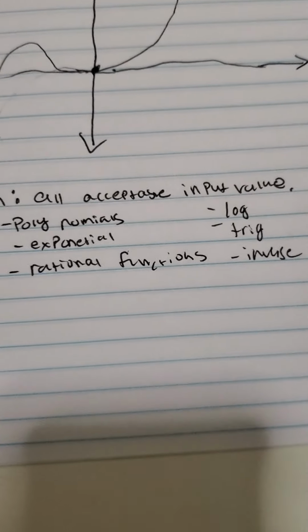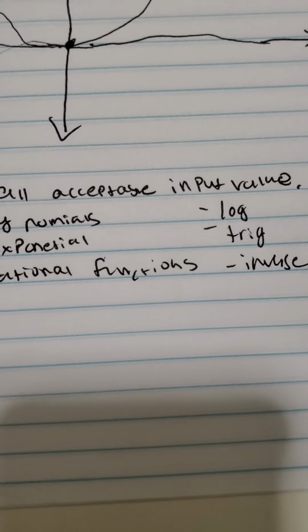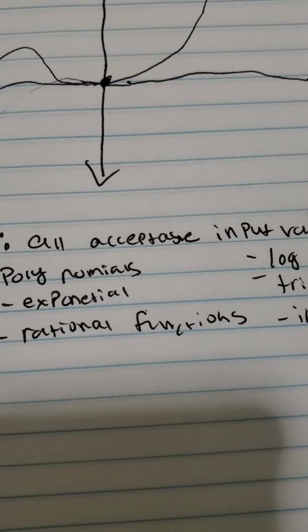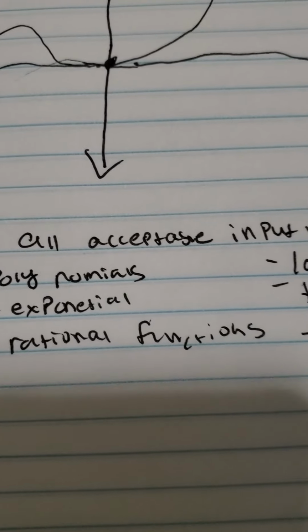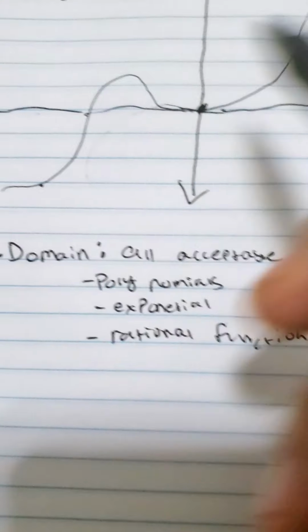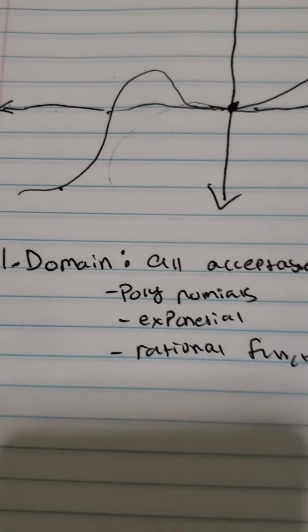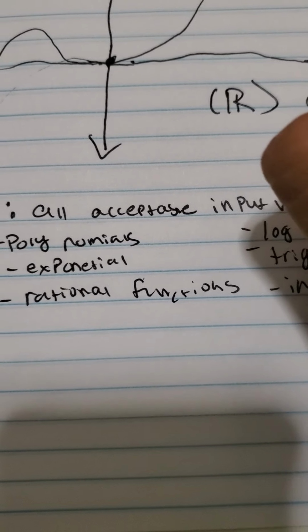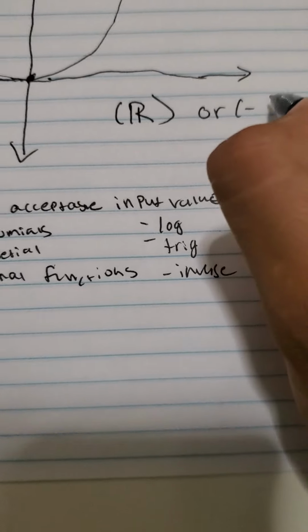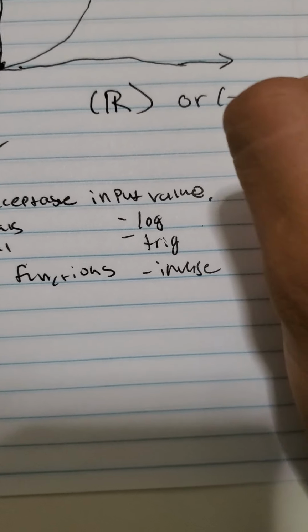And every function has a domain, every function has a range. And so the domain of a function is every acceptable input value. So in this case, there's an input value, there's a unique output value accepted for each input value. Pretty much, the domain's all real numbers, or negative infinity to positive infinity in interval notation.